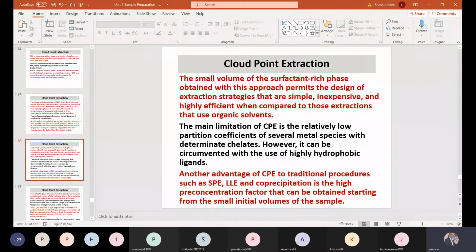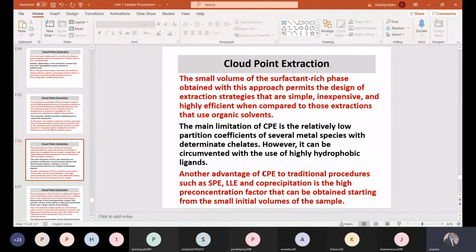और जो advantage है CPE का, वो as I said high pre-concentration factors. That means अगर आपके पास 50 ml सैंपल है तो आप उसको 5 ml सरफेक्टेंट में ले सकते हो. 10 times you can pre-concentrate. अगर कोई चीज 100 ppm थी तो आप उसको 1000 ppm बना सकते हो. मतलब इतना ज्यादा pre-concentration factor आप ला सकते हो, and which is higher compared to SPE और LLE. क्योंकि SPE में ये करना और LLE में ये करना it is not feasible.